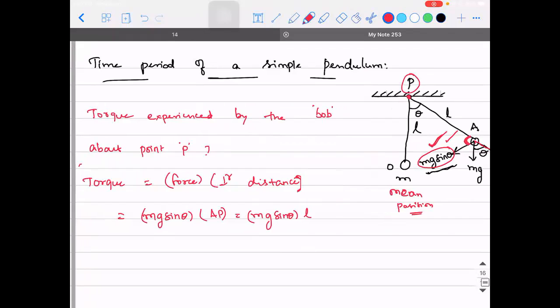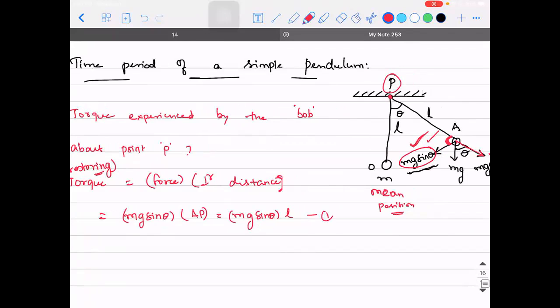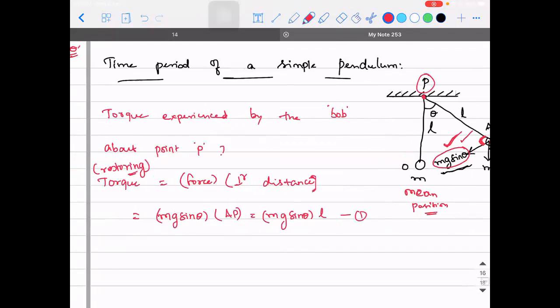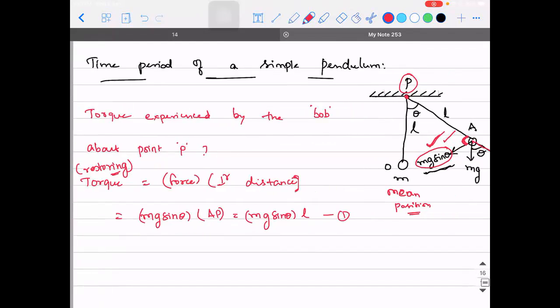So this is the restoring torque that is acting on this bob. That is mg sin theta into L. Let me call this equation number 1.